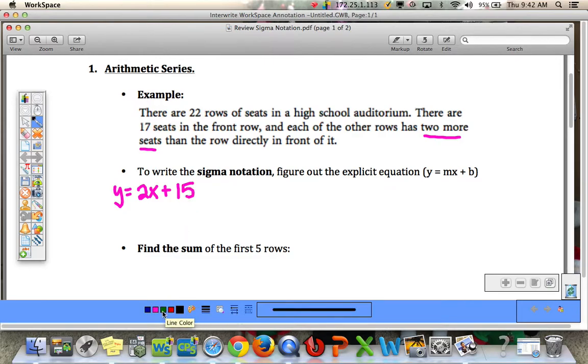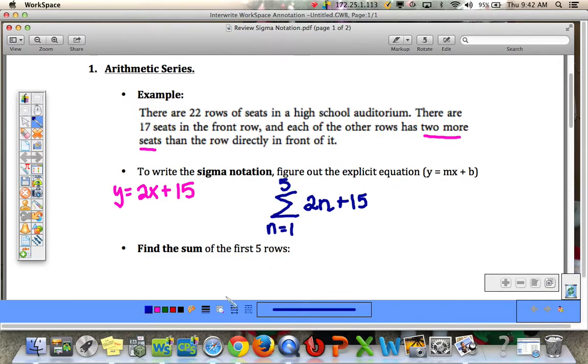Now the sigma notation part, we'll write our sigma. We'll put our linear equation here, so instead of 2x plus 15, they usually use n, so I'll change it to 2n plus 15. And we're going to start n equals the first row, and if we want the sum of the first 5 rows, I'm going to put a 5 right here. So here's the sigma notation. Put the linear equation here, put your starting row here, then however many rows you want to go up to, and this stands for the sum of the first 5 rows.